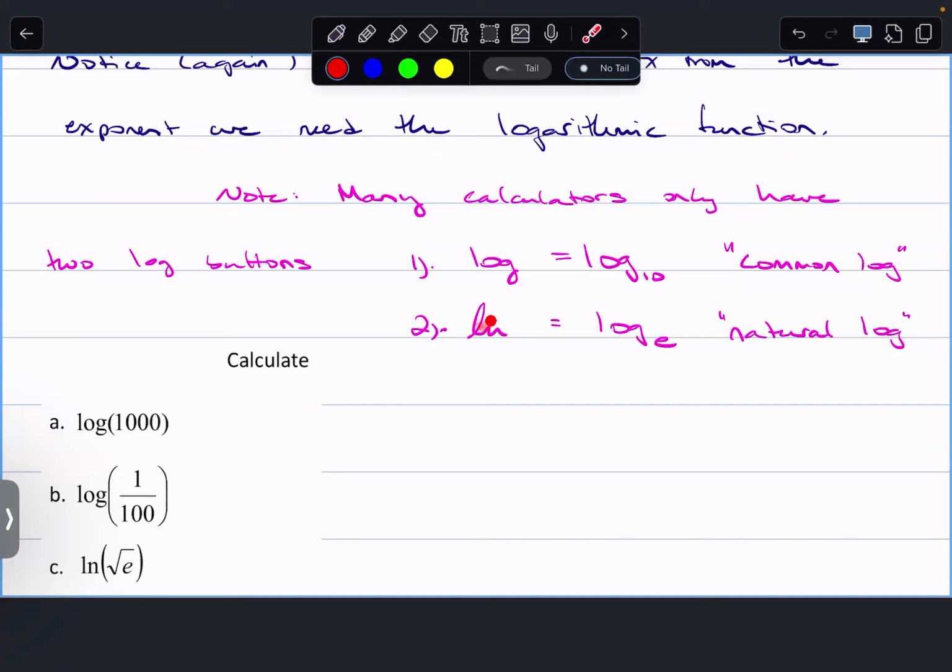And so most calculators only have these two buttons, but we can get away with just these two buttons. Well, I'll show you the change of base formula, so you could do calculations of other bases. Log base 2, for example, in computer science, they use a lot of base 2 stuff, and so that doesn't really apply to you. So we're going to use log base E most of the time.